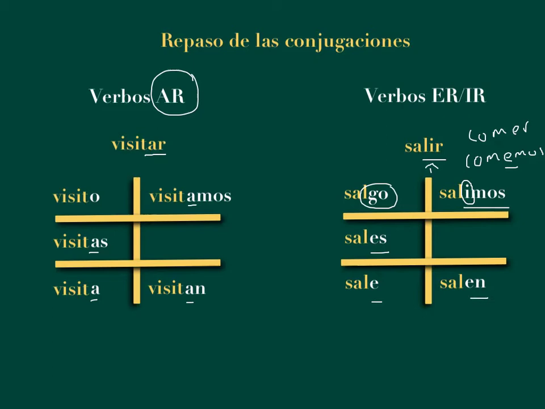Keep that in mind when you're talking about things that you and your family might do. Depending on who is doing the action, make sure you give the correct ending for the correct verb. And if you have any questions, you can refer to my other videos on AR verbs or any other video you might find online that talks about conjugating verbs.